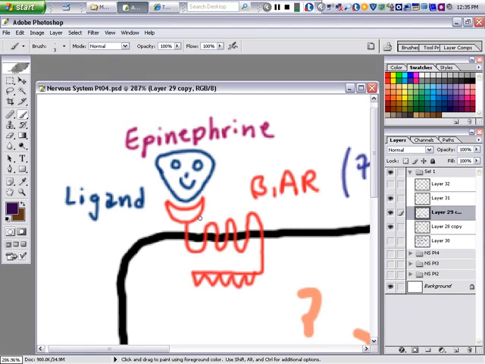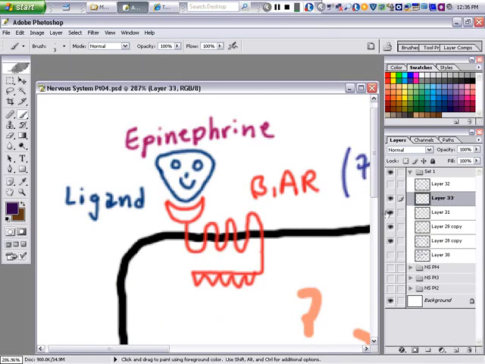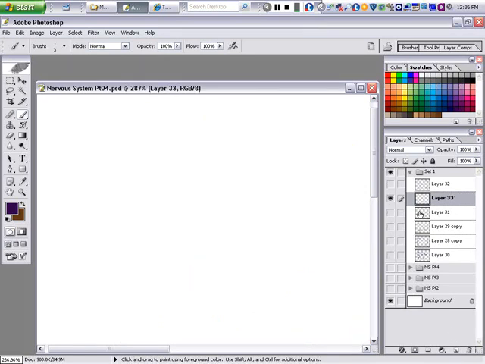Okay, let's see. Should I do this now? Just so that you will know, because when you're reading your textbook, sometimes these words can confuse you. I want to show you one other thing. I'm going to draw a receptor here. Okay, here's a receptor.